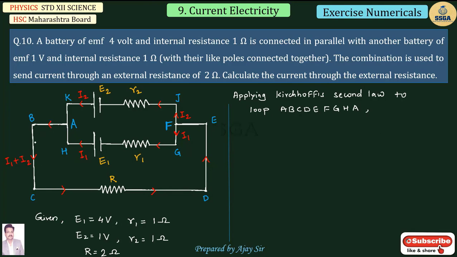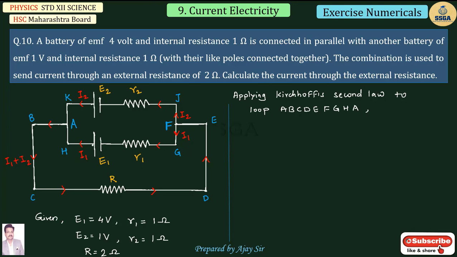If the direction of tracing and the direction of conventional current are the same, then the potential difference is negative. In the other case, when the direction of tracing and the direction of conventional current are opposite, the potential difference is positive. These are the two sign conventions for potential difference, and similarly there are two sign conventions for EMF. While tracing a loop from the negative terminal to the positive terminal, the EMF is considered positive.